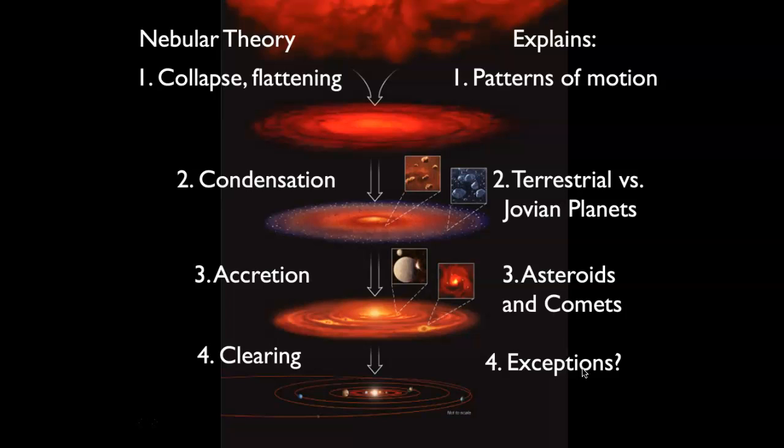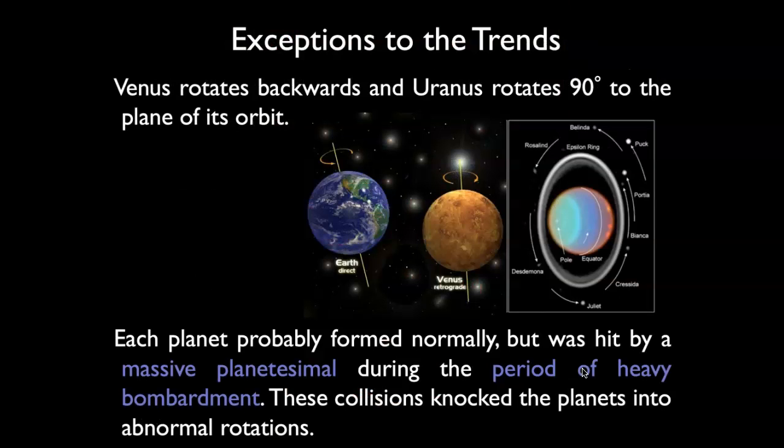So that's how the nebular theory explains most stuff in the solar system. Items 1, 2, and 3. What about the exceptions? Can we use the nebular theory to also explain the oddballs? Well, we think so.